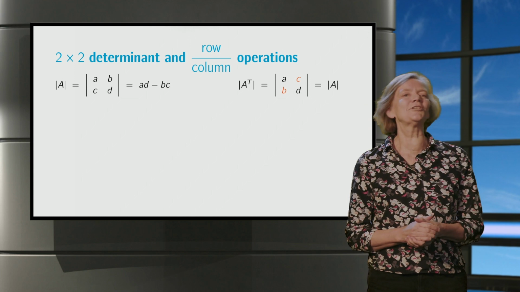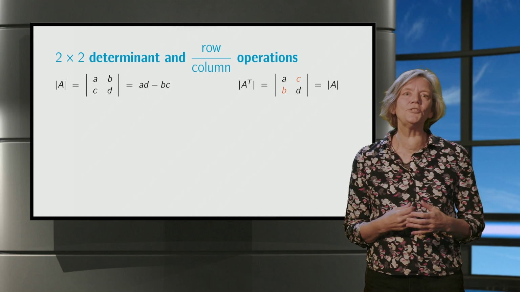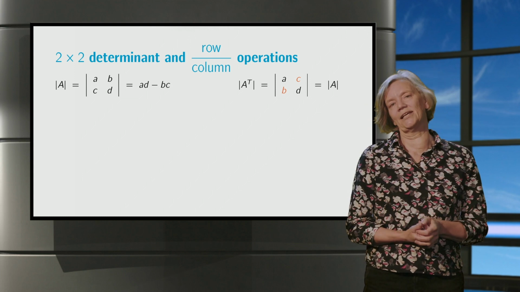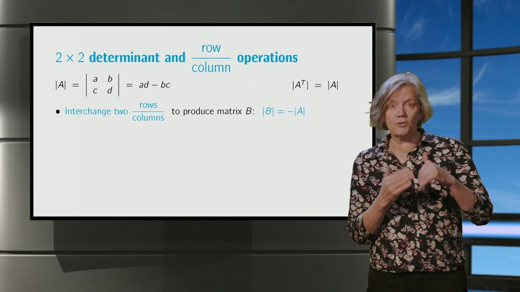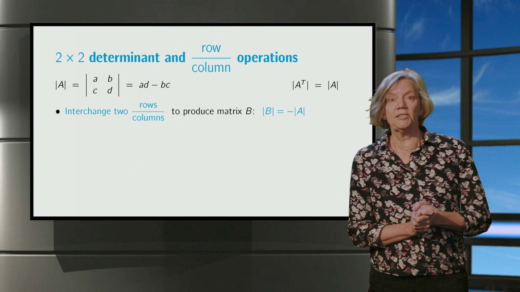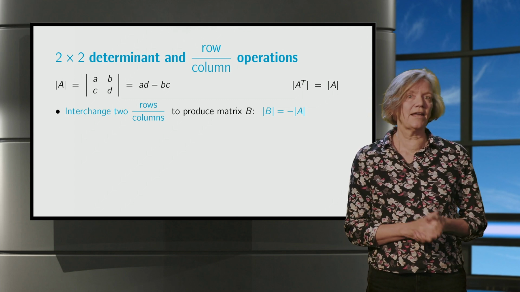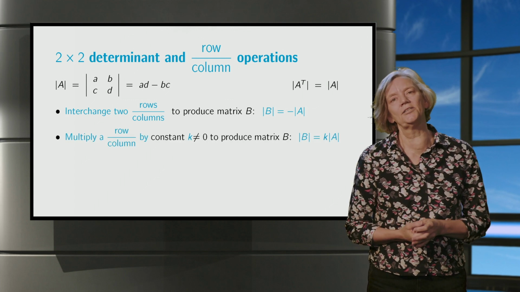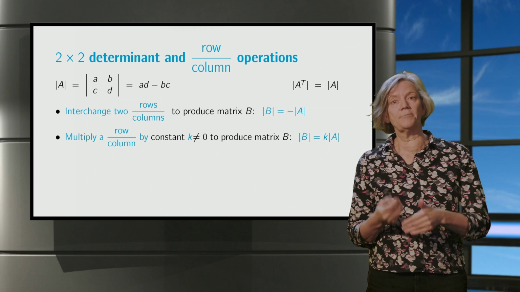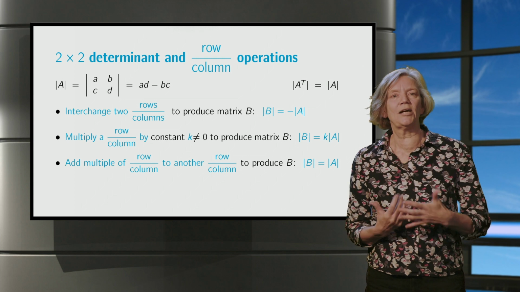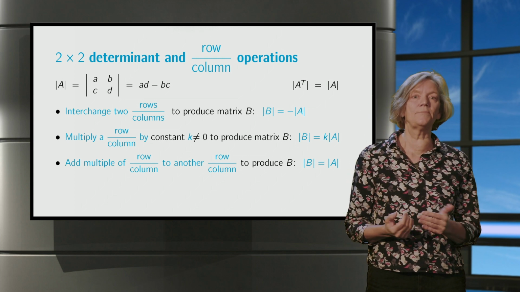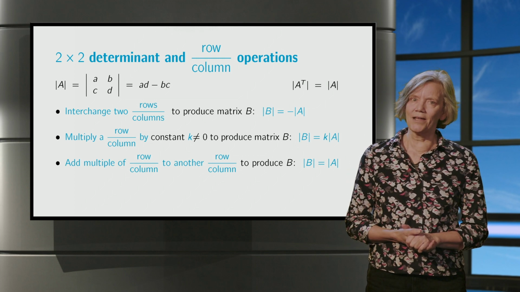That has neat consequences. In a determinant, you can treat rows and columns in exactly the same way. If you interchange the 2 columns, the determinant gets a minus sign. If you multiply a column by a non-zero constant k, the determinant is scaled by that factor k. And if you add a multiple of a column to another column, the determinant does not change.